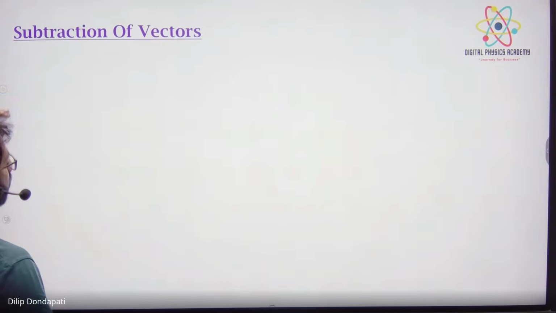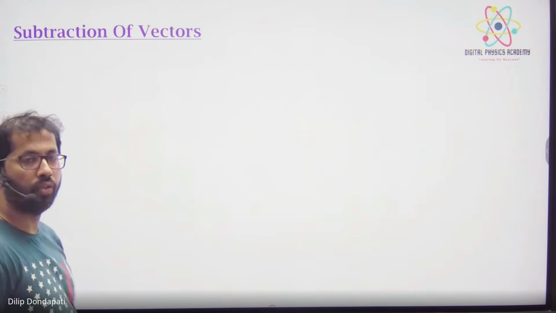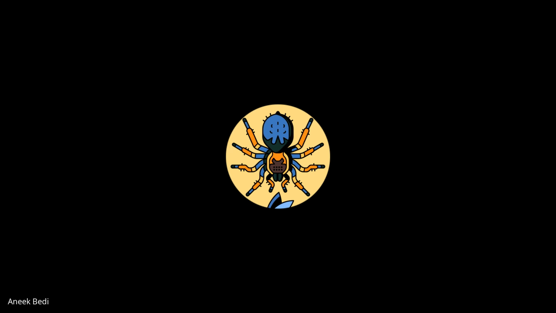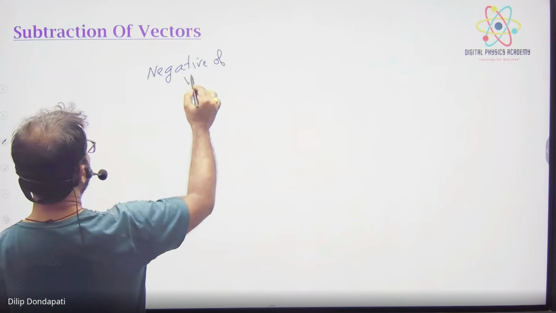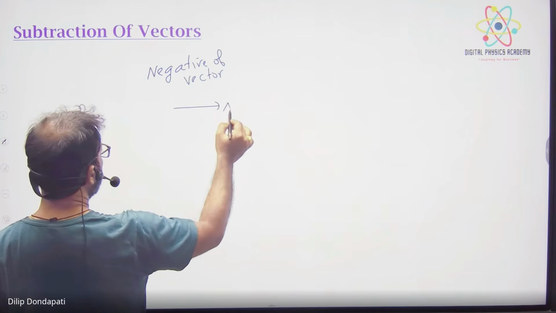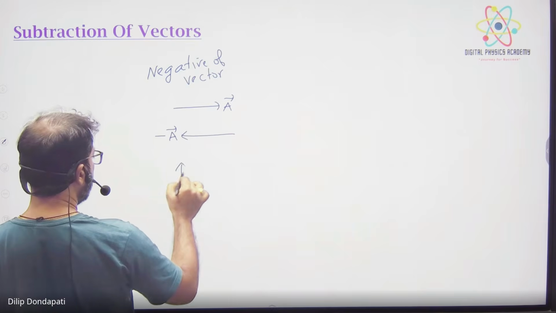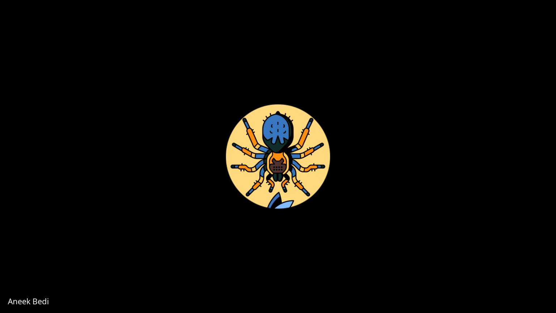Now subtraction of vectors. For subtraction, you have to understand the negative of a vector, which is the opposite direction. If a vector is like this, minus a vector will be in the opposite direction, 180 degrees. If a vector is like this, minus a vector will be perpendicularly down. This is called the negative of a vector.